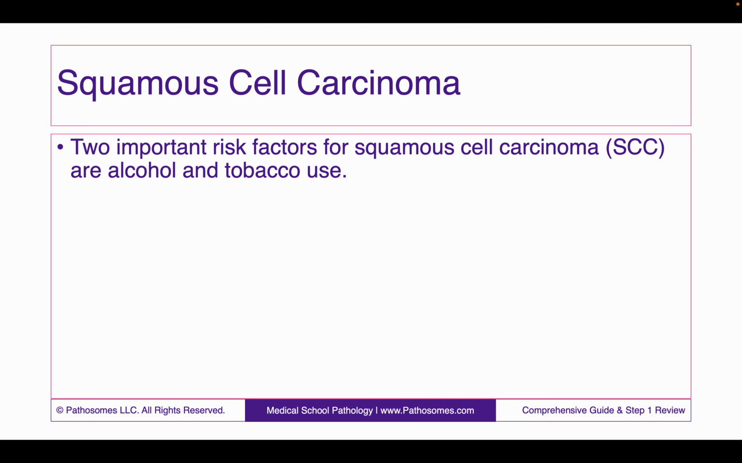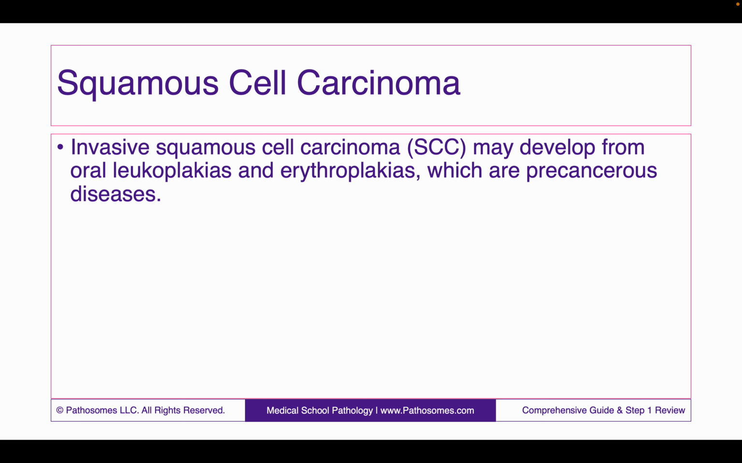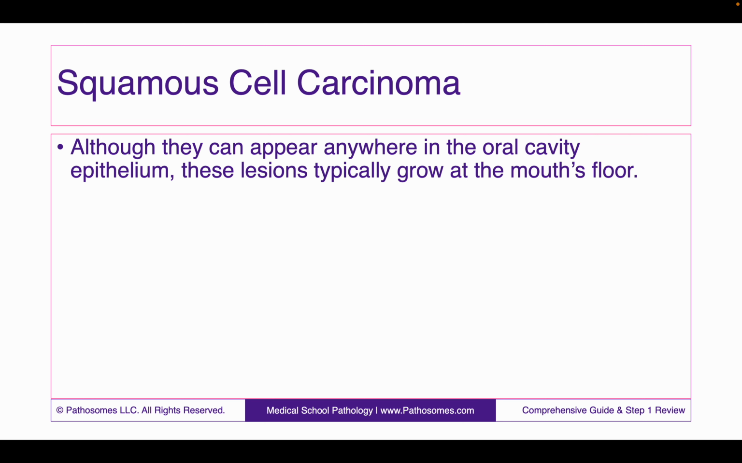Now, 2 important risk factors for SCC, as you know, are alcohol and tobacco. Invasive squamous cell carcinoma may develop from oral leukoplakias and erythroplakias, which are precancerous lesions. Although they can appear anywhere in the oral cavity on that epithelium, these lesions typically grow at the bottom of the mouth, right? On the floor of the mouth specifically.